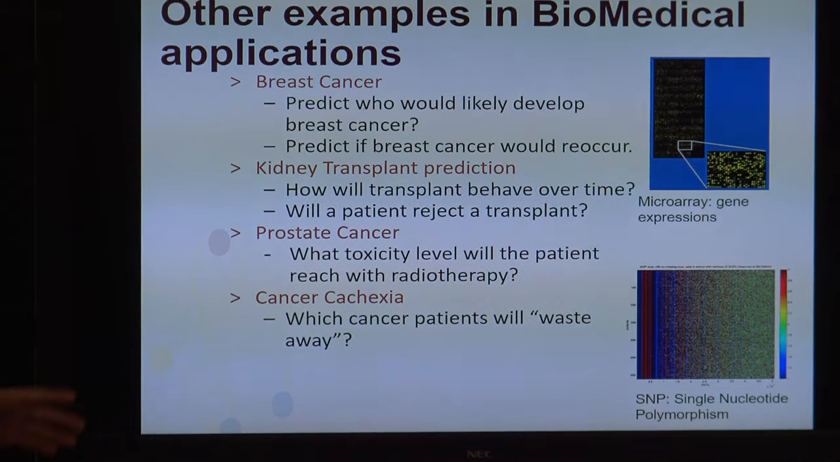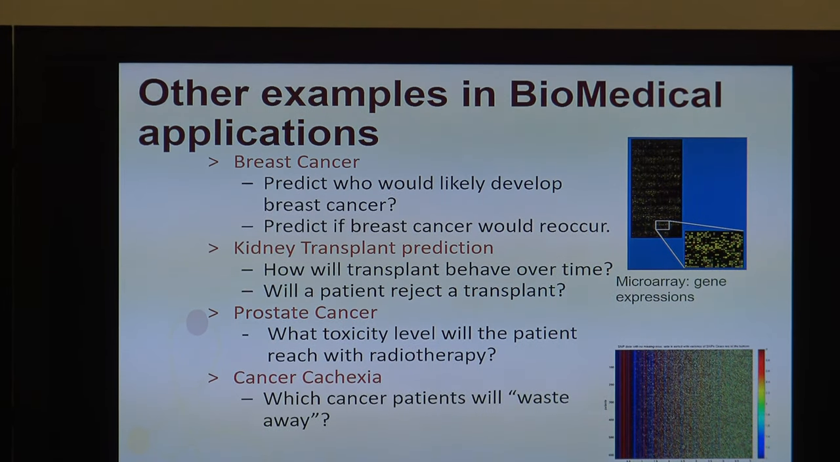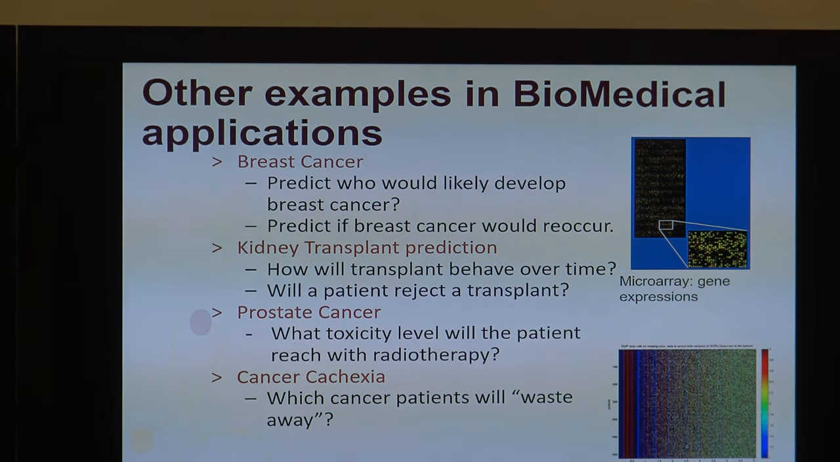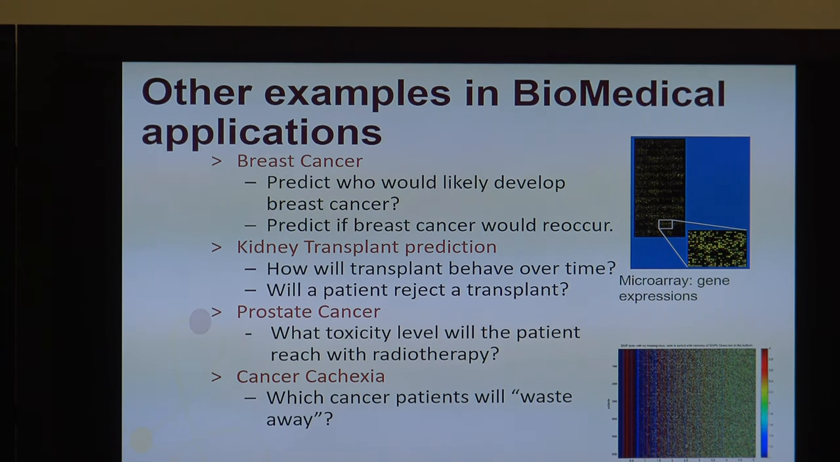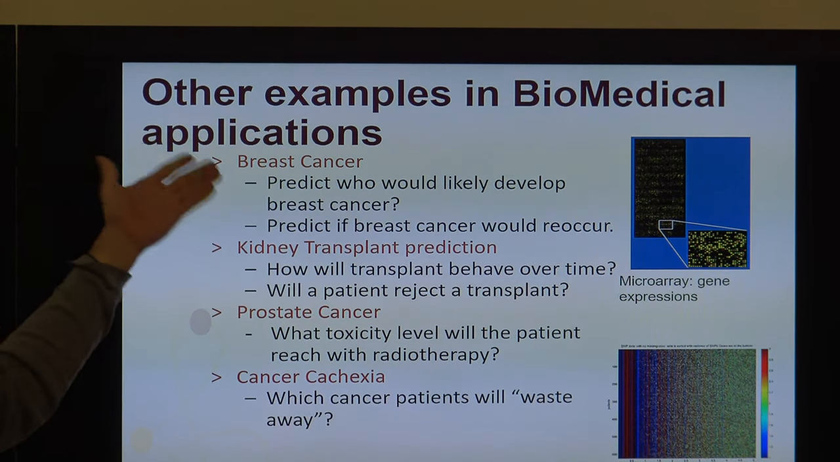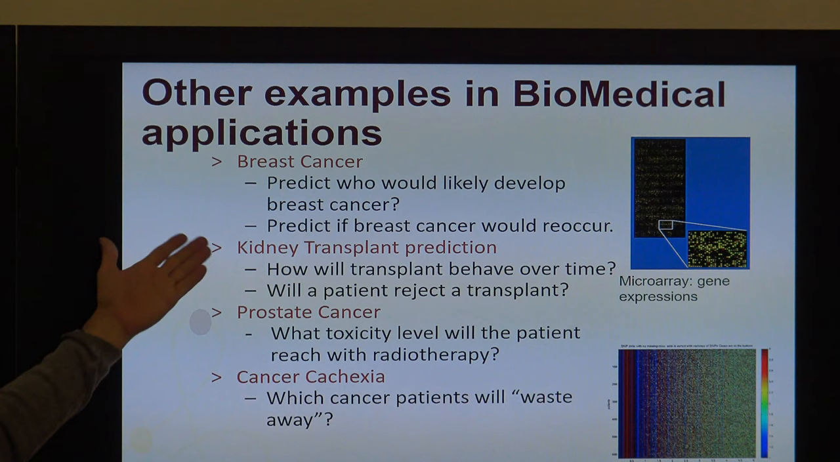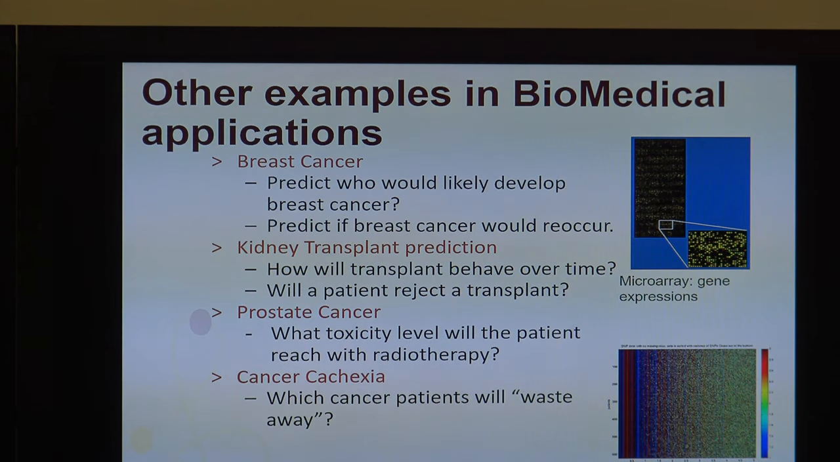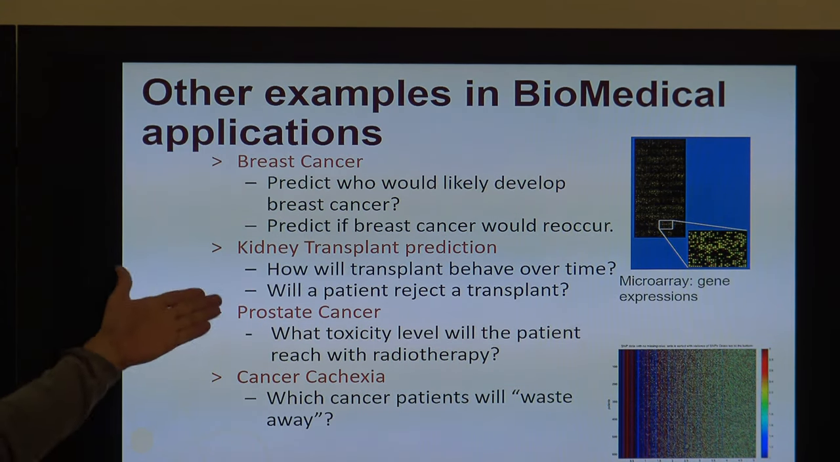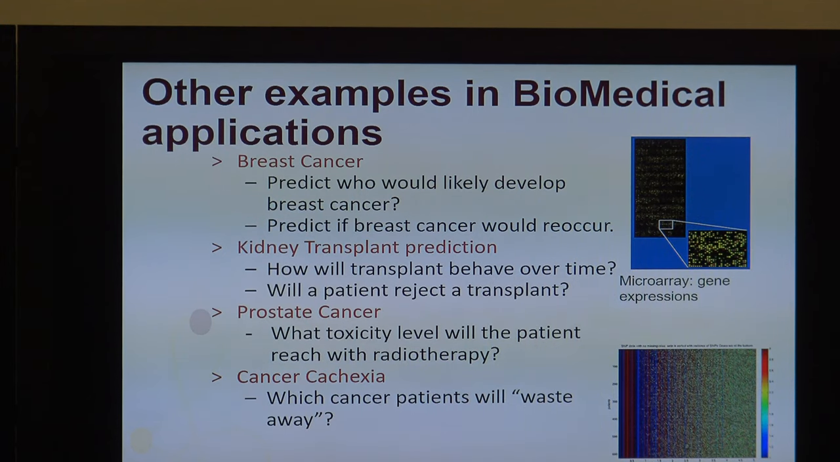The same thing can be done for who will actually develop breast cancer in the future, yes, no, or predict whether it will reoccur, yes, no. I can also use it for predicting whether a particular patient will reject this transplant or not, or has a higher probability to reject it than somebody else. I can use that to come up with some policies. Prostate cancer, predicting the toxicity level, I can actually talk about that later.